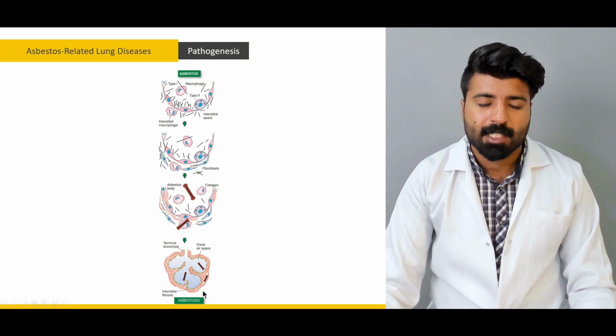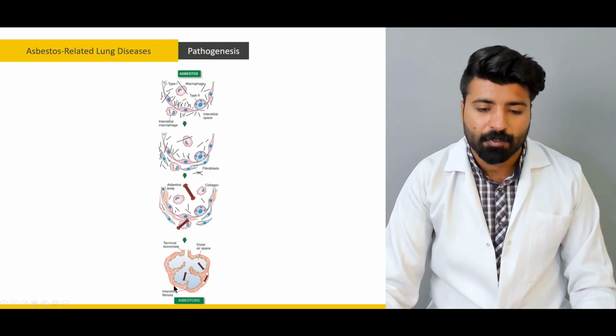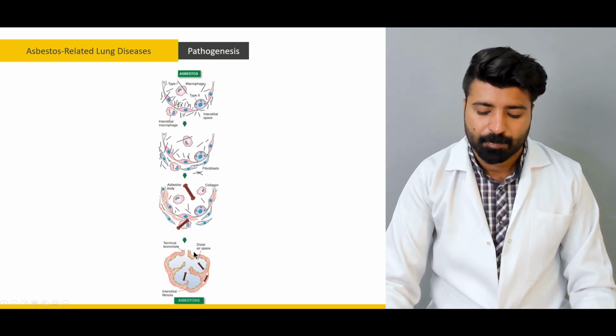As you can see, in asbestosis, this will happen. Terminal bronchioles will be constricted, the distal air spaces will be open, and there will be a lot of asbestos bodies present in here.